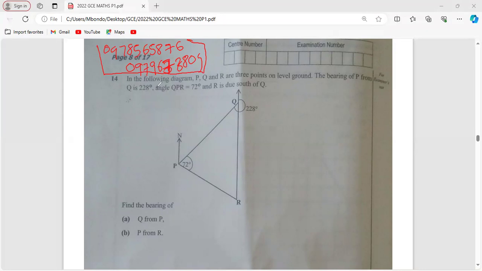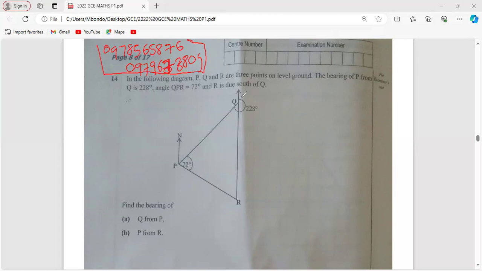So, straight to the question now. In the following diagram, P, Q, and R are 3 points on level ground. The bearing of P from Q is 280 degrees. Angle QPR is 72 degrees. And R is due south of Q.